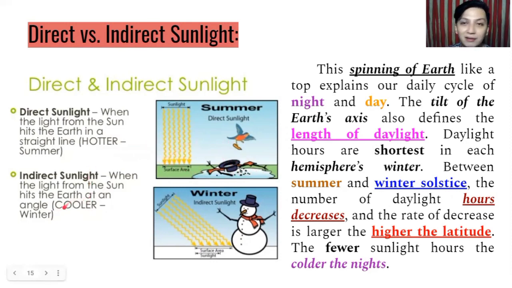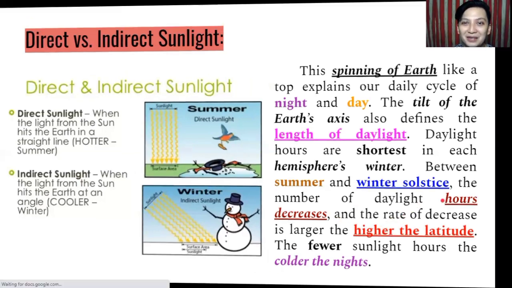And on the other hand, indirect sunlight is when the light from the sun hits the earth at an angle, meaning to say it has cooler temperature and it is winter. But in our case, this is the rainy season. Okay, so when you go to other part of the country, they will experience this one. Since the sunlight is with an angle over here and it's not directly hitting that country, so they will experience colder temperature or colder weather. Okay, do not forget that.